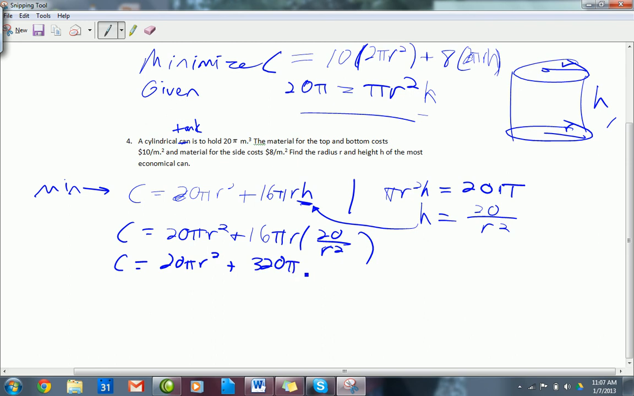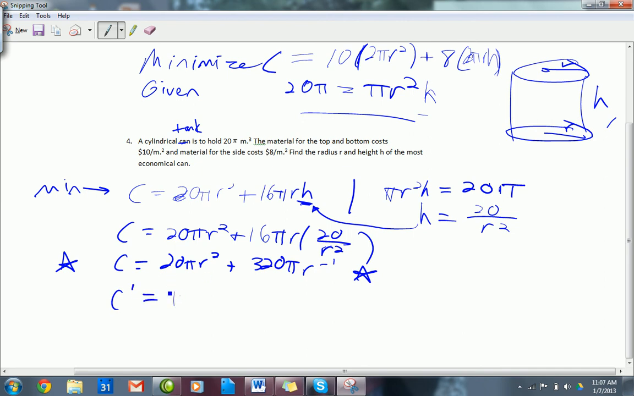And over r is the same thing as r to the negative 1. And I'm going to write it like that because it's going to help me see how to differentiate that piece a little bit better using the power rule. Okay? Here is my function now, right? Which I can then take its derivative, set it equal to 0 in order to help me find the minimum value. Okay? So I'm going to take the derivative.